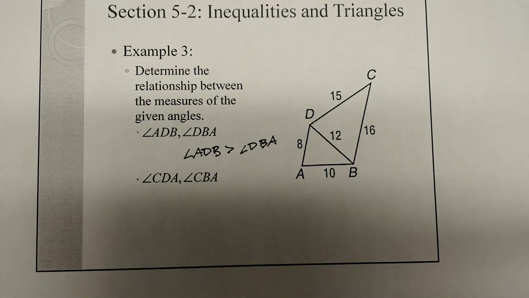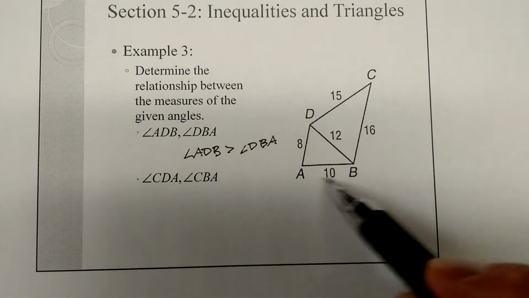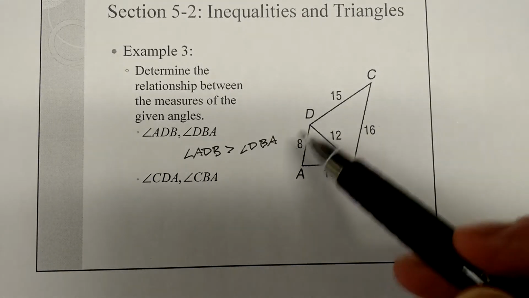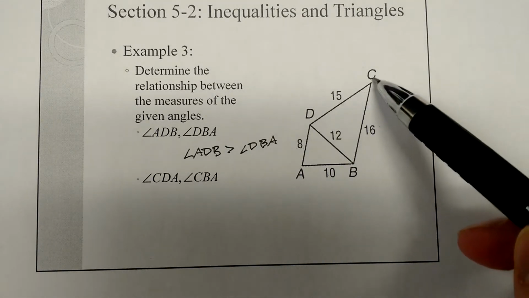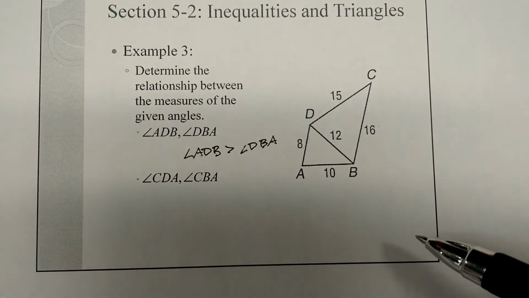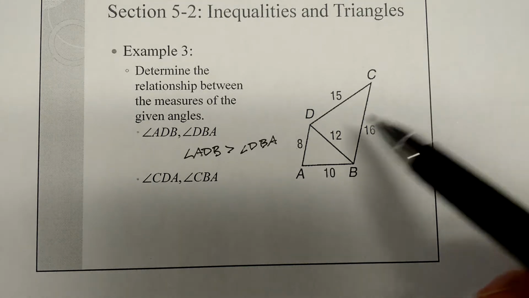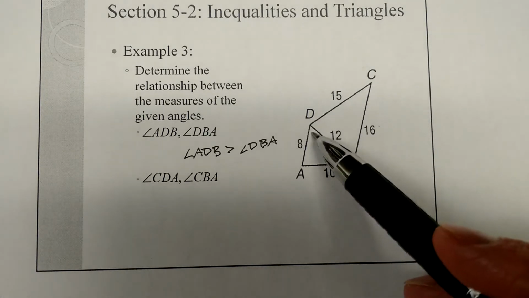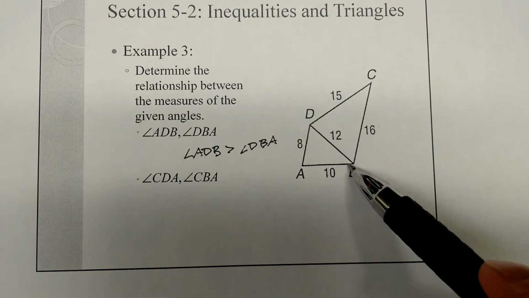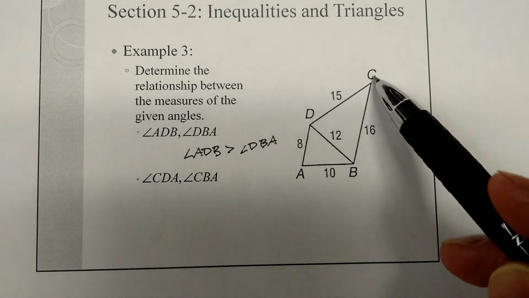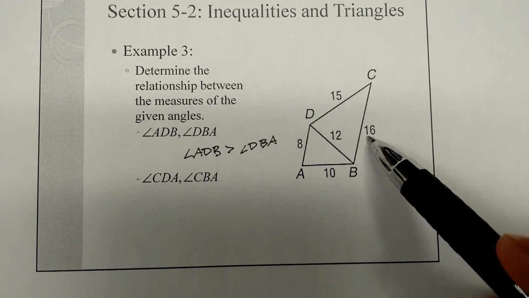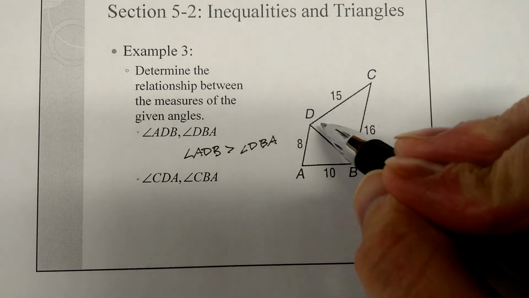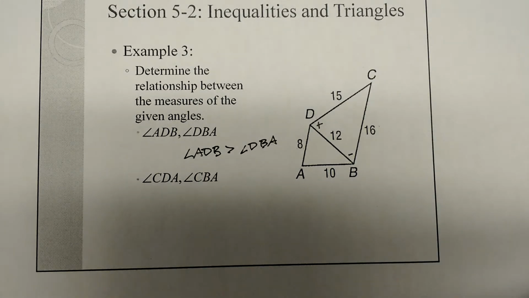Now, it's tempting to just do 10 plus 16 to get 26 there, 8 plus 15 to get 23 there, but you cannot technically do that because this inequality only works for triangles, and this whole shape is not a triangle, it has 4 sides. So what you have to do is break it down. So you have to do CDB compared to CBD. So CDB is more than CBD because D here is opposite 16, B here is opposite 15. So that angle here is bigger than that angle there.